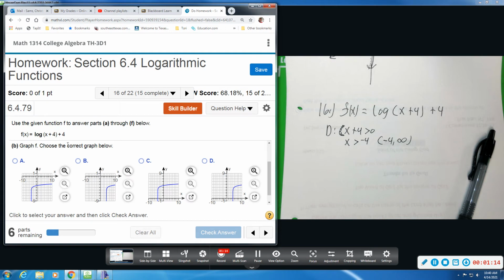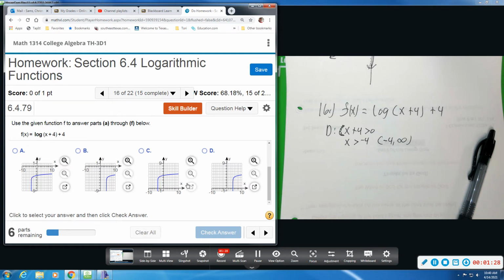All right, now we want to choose the correct graph. So again, log goes up and curves right. This plus 4 will shift the graph up 4 units. This plus 4 inside will shift it left. So my graph should be above and to the left. So that would match up with C. Would be the best image, just based on transformations.